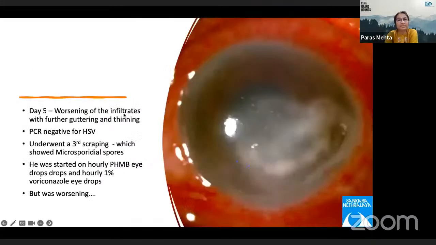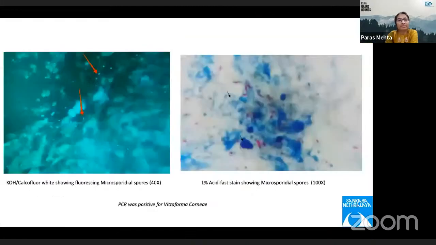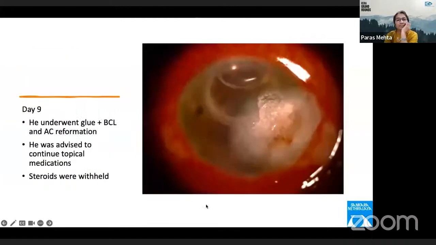PCR being negative with worsening of infiltrates, we made a decision to go ahead and scrape a 3rd time because the infiltrates were worsening and the peripheral guttering was also increasing. The 3rd scraping showed microsporidial spores and he was started on hourly PHMB eye drops and 1% voriconazole eye drops. This is a picture showing the microsporidial spores in calcofluor white and 1% acid fast. PCR from this sample was also positive for Vittaforma corneae.